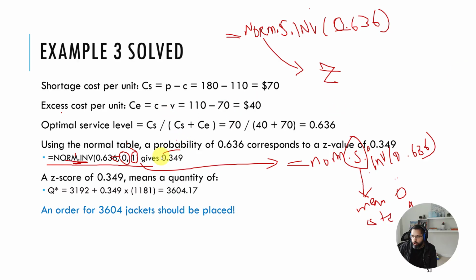The z-score we get is 0.349. Remember, a z-score can be negative, which is fine. If it's negative, use the negative value. So here the z-score is positive, which means go 0.349 standard deviations above the mean. That's the meaning of the z-score. So we take the mean plus the z-score times the standard deviation, and we get Q star. If the z-score was negative, then this would be a minus sign here, because you'd get a negative z-score, and then you would get a value below the mean. And that can happen. When the cost of excess is very high, you want to avoid any excess, so you order below the mean. So that's our order quantity Q star.